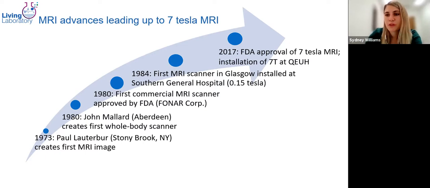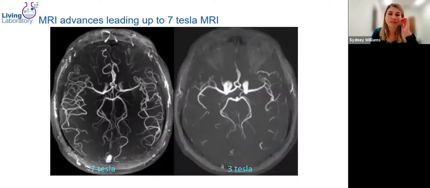But I just wanted to show you an example, one of the first 7 Tesla MRI images that we collected here in Glasgow compared to the more common clinical field strength of 3 Tesla. On the left, we have our 7 Tesla image, and on the right, we have our 3 Tesla. And what you can immediately appreciate is how much more detail you get of these blood vessels in the brain with 7 Tesla MRI. So that's a little bit of a preview, but we'll talk a bit more about that in our next talk as well.